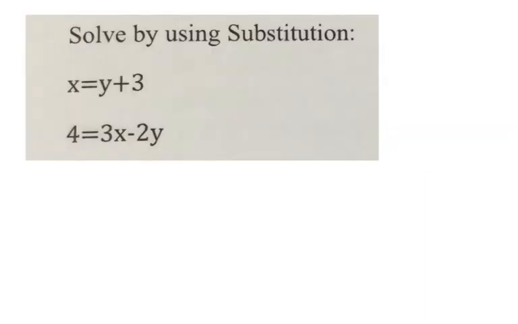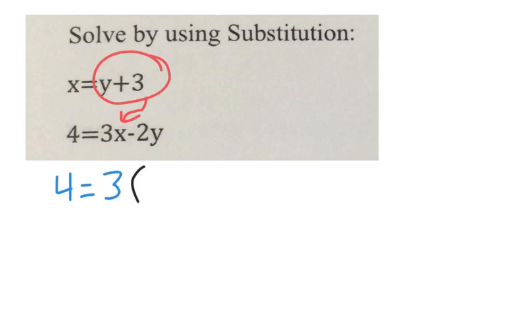All right, I'm just going to work it, just in case you're stuck somewhere. I have an isolated variable, so I know x is y plus 3. So I'm going to plug that in for x in the other equation. So that would be 4 equals 3 times x. But I know x is y plus 3 minus 2y.